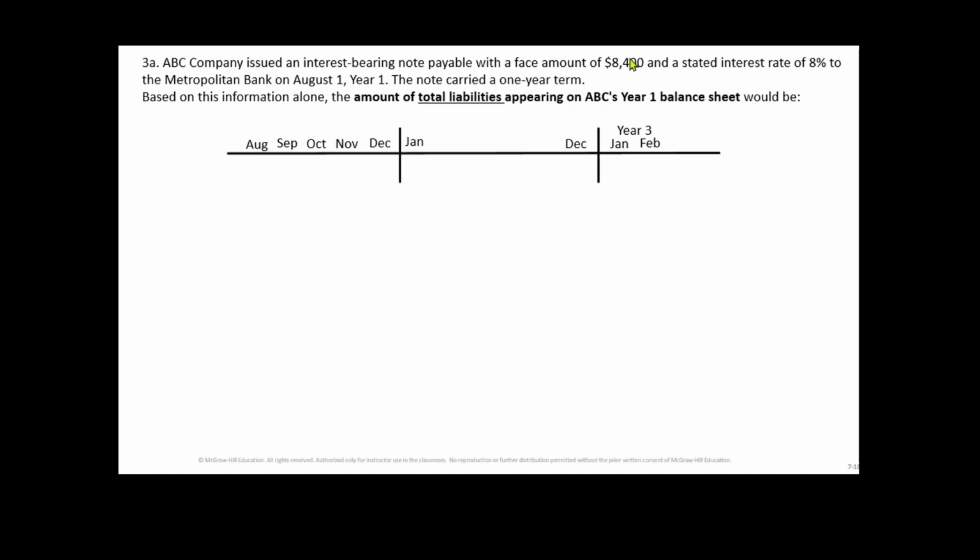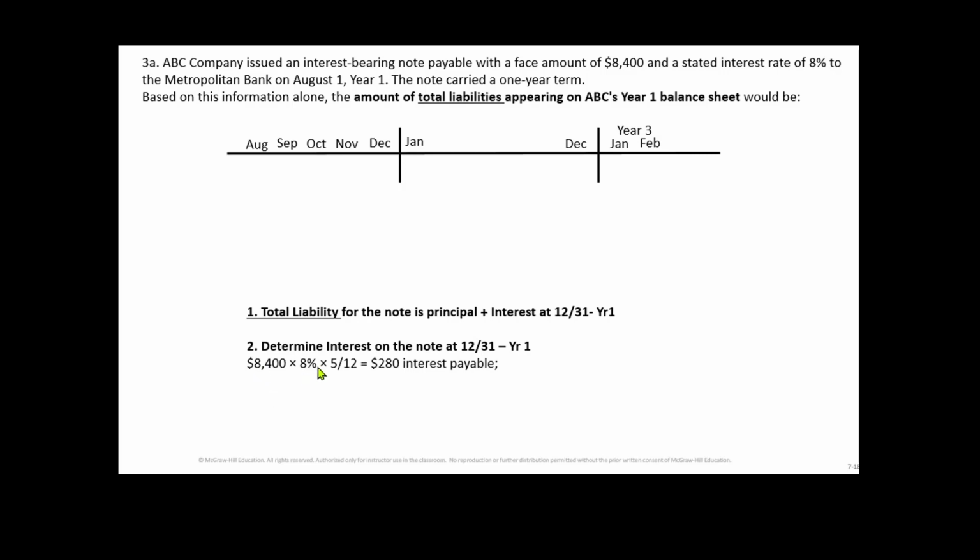So for total liabilities, we're going to show the principal and the interest that we've accrued from the time the note was written, August the 1st, until December 31st. So those two things are going to be the total liability, principal plus interest as of 12/31, year one. So determine the interest on the note. We're going to take $8,400 times 8%, which is the interest rate, times 5/12, because 1, 2, 3, 4, 5 months have gone by. So the interest portion is $280. And so the total liability will be the principal portion, $8,400, plus the interest portion, $280. So the total liability, or the answer for this question, is $8,680. Total liability, principal and interest.